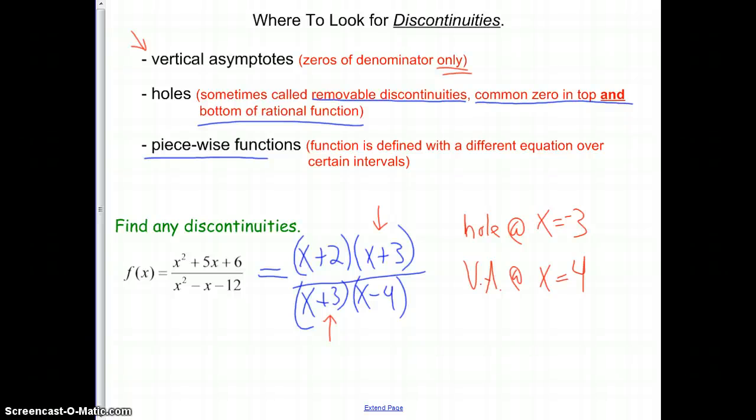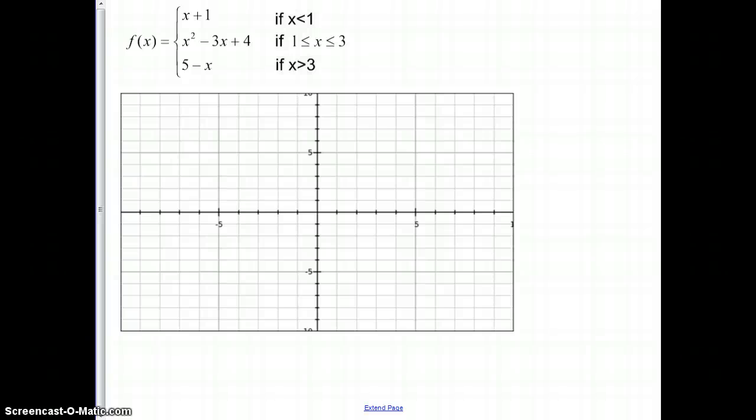A piecewise function is the third place to look for your discontinuities. This is a piecewise function. Okay? It is one function, it's f of x, but it's made up of different parts. And so which equation do you use? That's what you're looking at here, here, and here. For certain x values, you use those equations.